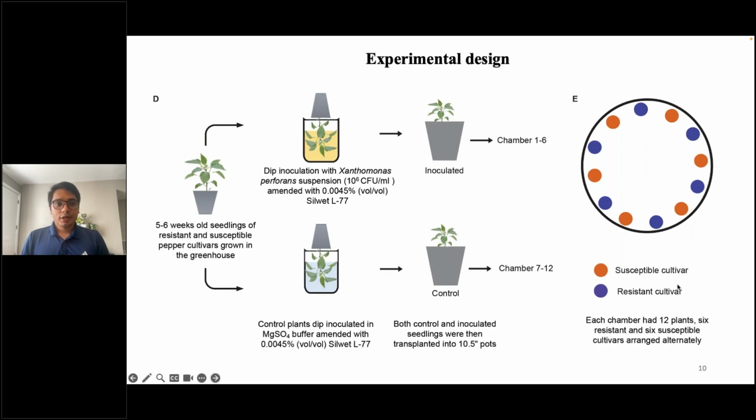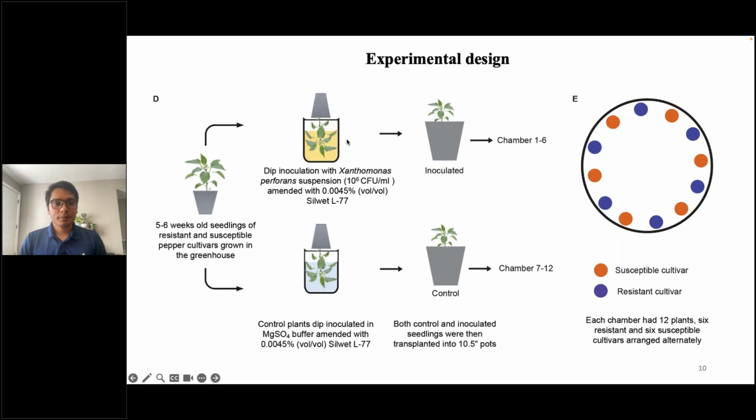For our study, we started with the inoculation of the seedlings. The 5 to 6 week old seedlings from both the resistant and the susceptible cultivars were dip inoculated into the Xanthomonas perforans suspension, which was adjusted to 10 to the power 6 CFU per ml. Similarly, the control plants were dip inoculated into sterile MgSO4 buffer, and both the sterile buffer and the inoculum were amended with Silwet, which acts as a surfactant.